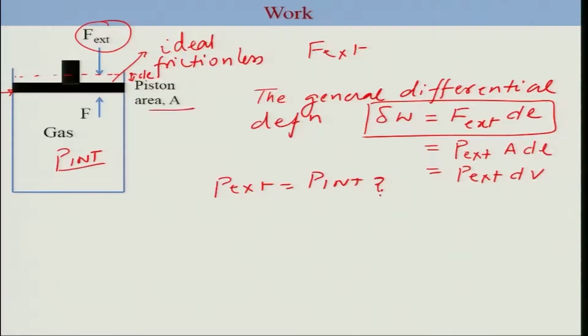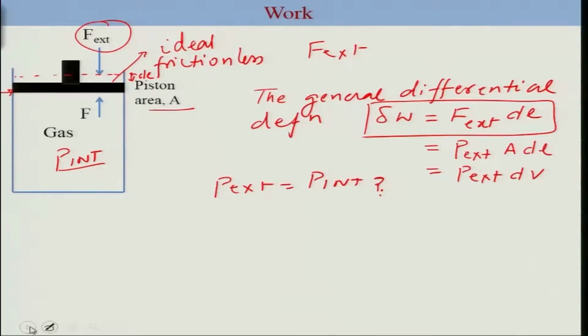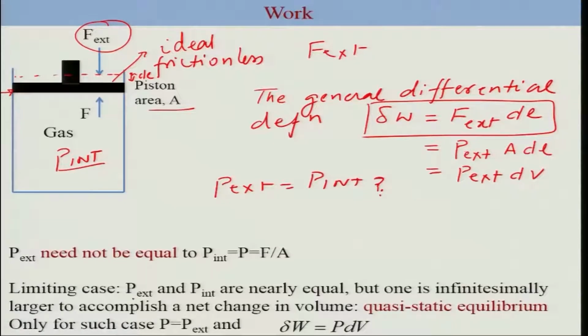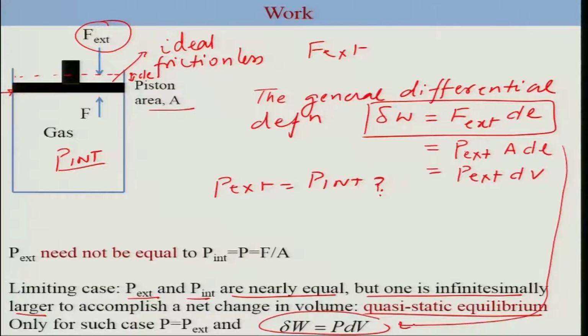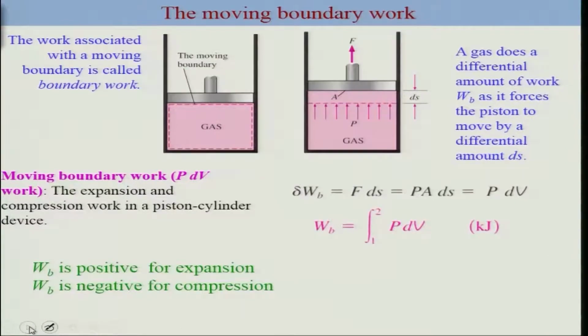There is only a specific case when P external is equal to P internal, when the system changes extremely slowly, which is what we call quasi static equilibrium. In that case, your P external and P internal are nearly equal, but one of them should be infinitesimally larger so that there is a change in the volume in a specific direction. So this is the approximation, quasi static equilibrium. In such a case, your P internal would be the same as P external, and then we can write this work expression in this form. Now, for the case of quasi static equilibrium, we can refer to this expression more formally as boundary work.